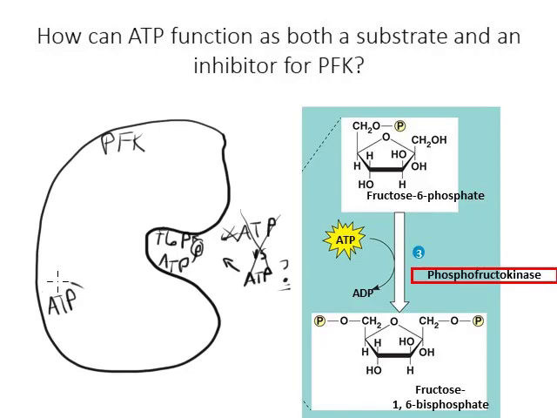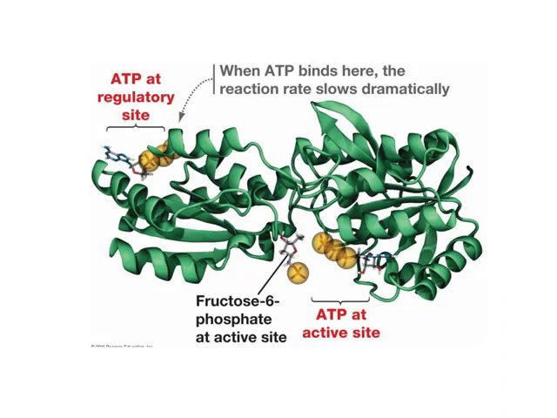Instead, what we see is a second binding site for ATP on the enzyme, an allosteric site away from the active site. When ATP binds here, the properties of the enzyme change so that catabolism slows down and we see inhibition. But how do we account for the fact that ATP only inhibits at high concentrations? And conversely, when ATP is present at low concentrations, it is acted upon as a substrate. To understand this, we need to envision how binding occurs.